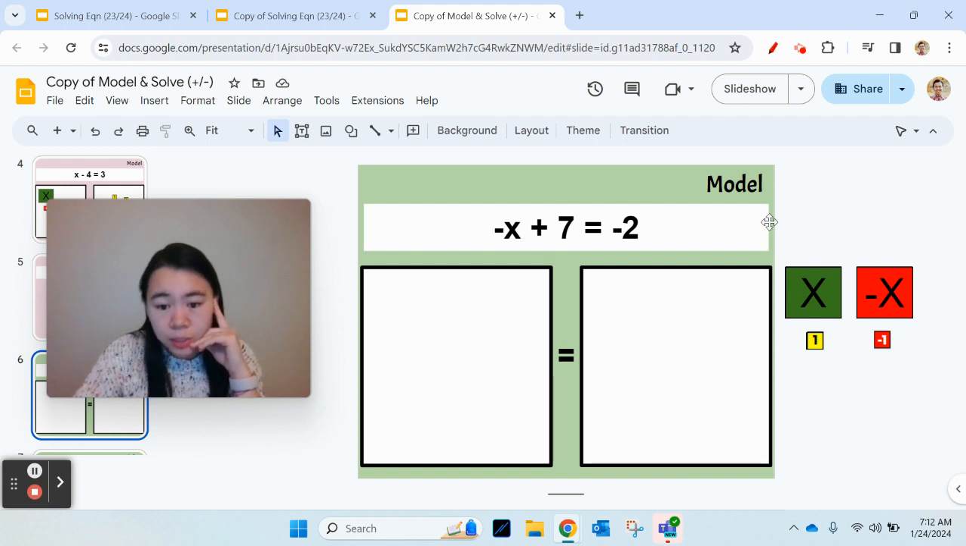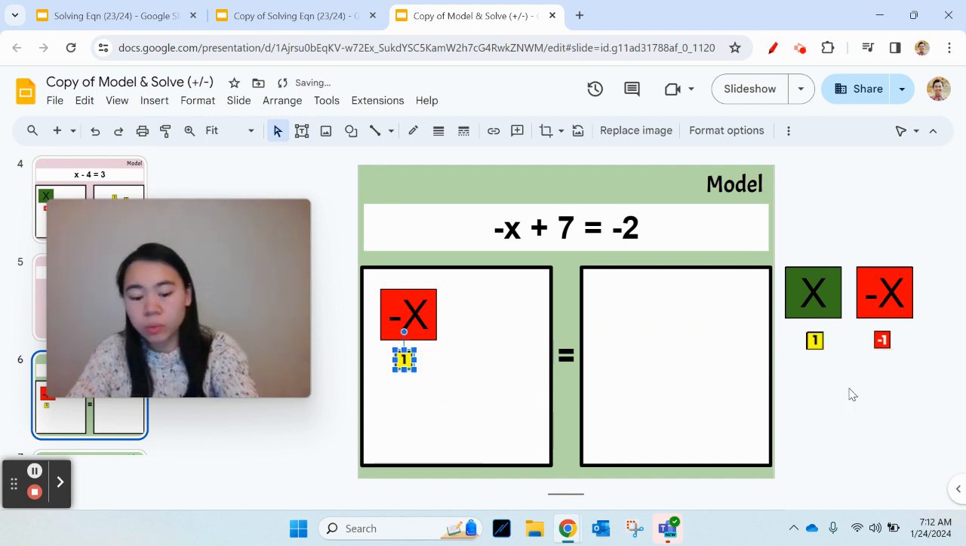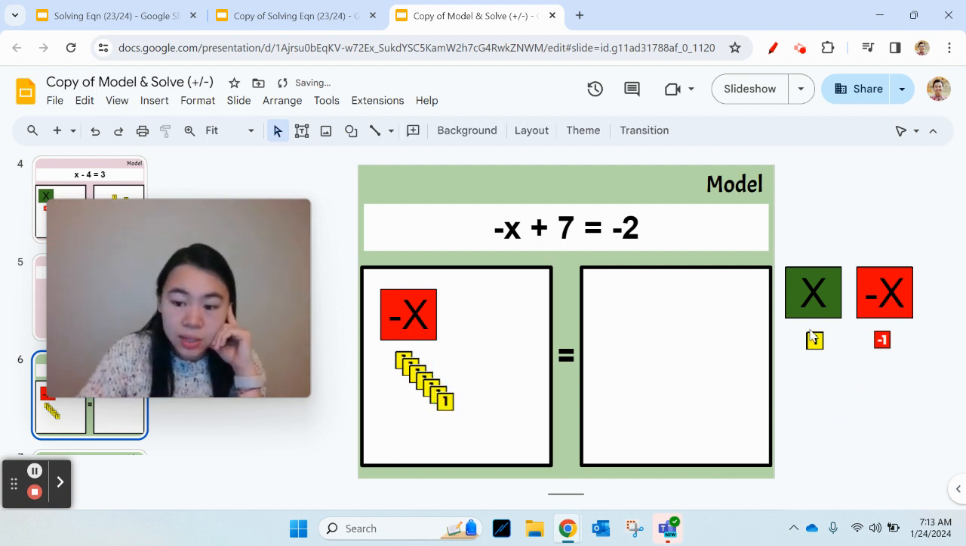Model negative x plus 7 equals negative 2. This time we have this negative x, so we're going to use this red x block. Plus 7, positive 7. I'm going to drag over the 1. You can copy and paste if you like. 1, 2, 3, 4, 5, 6, 7. And it equals a negative 2. Negative 1, negative 2.